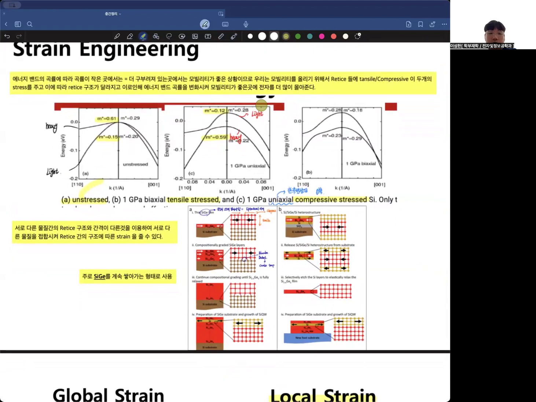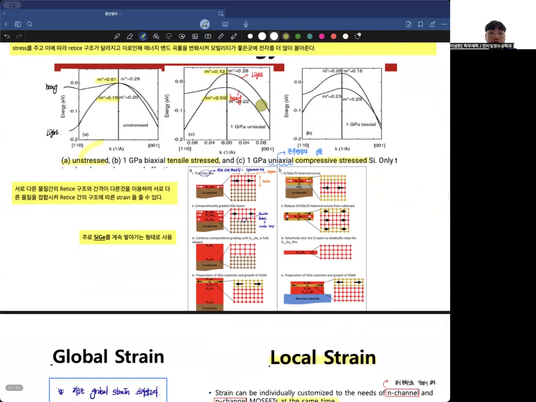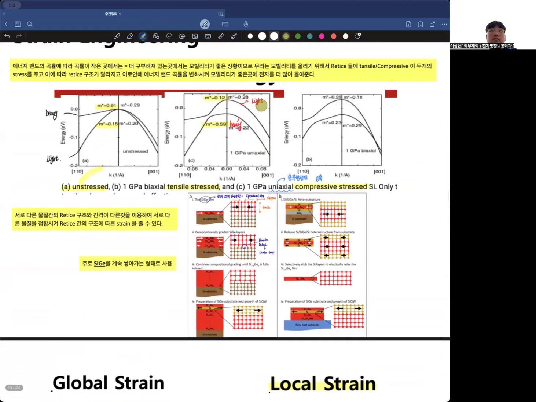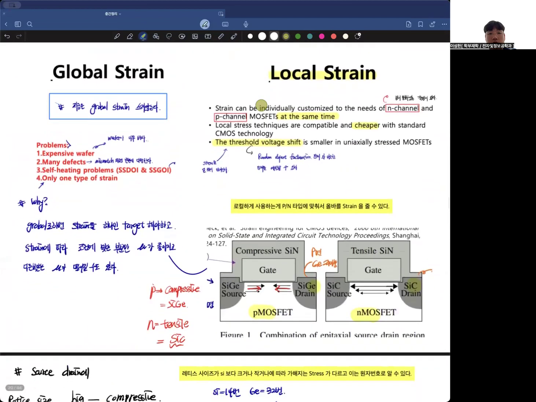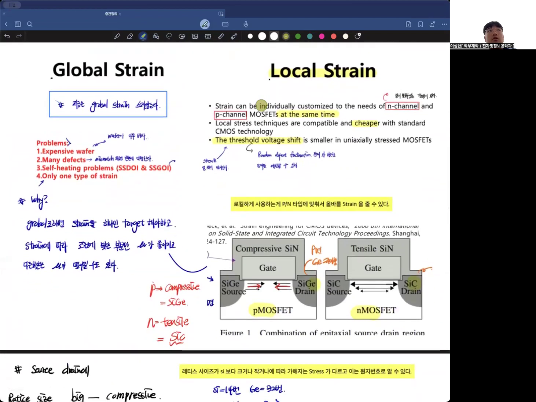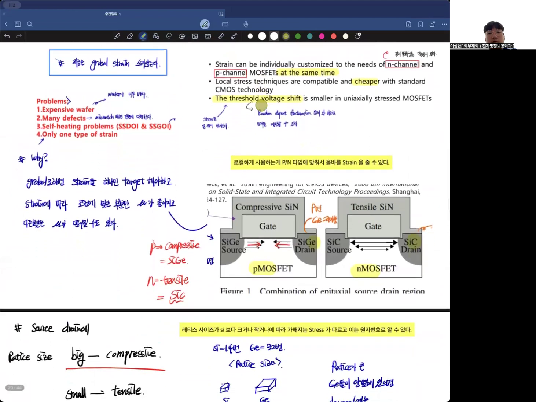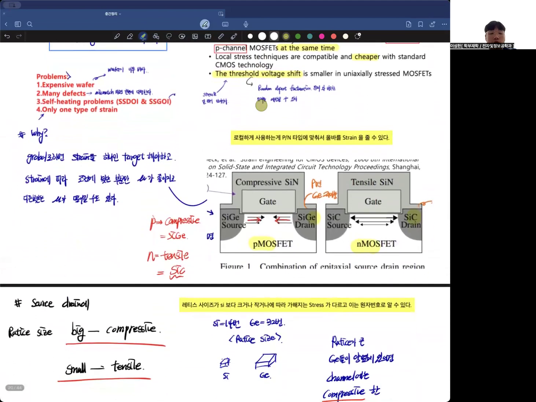The source and drain material is bigger than the channel, so we can make a compressive strain to the channel, and with a smaller material, it can give tensile stress in the channel. So we can control our mobility. That control improves the mobility and you can fix the velocity saturation.